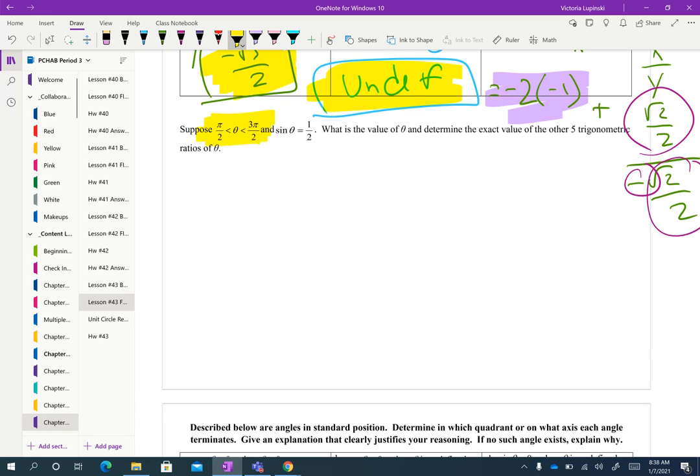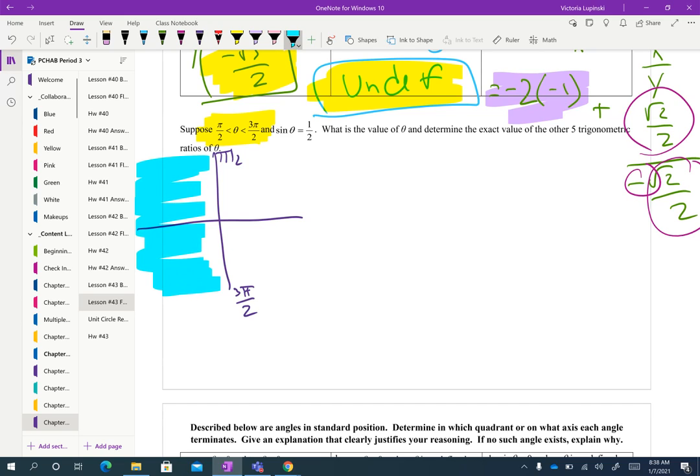So two pieces of information are given here. Let's think about the coordinate plane. The fact that they're telling you the angle is between pi over 2 and 3 pi over 2 essentially means they're talking about the left-hand side. It has to be somewhere on the left-hand side.